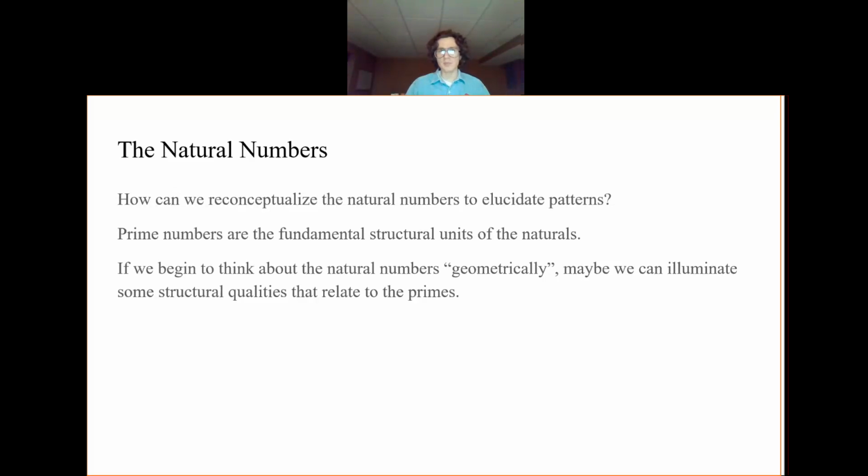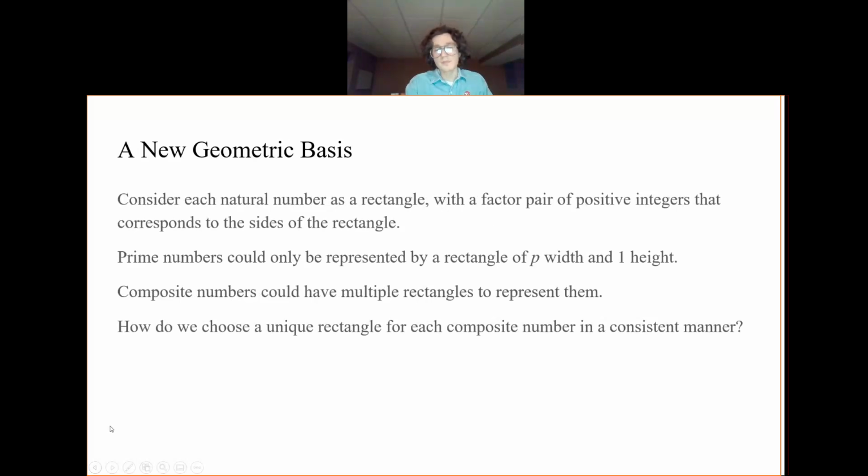Now we understand that the primes are the fundamental structural unit of the naturals. So if we begin to think about the natural numbers geometrically, perhaps we can illuminate some structural qualities that relate to the primes. And so we develop a new geometric basis for the natural numbers.